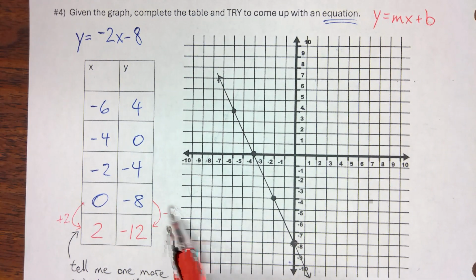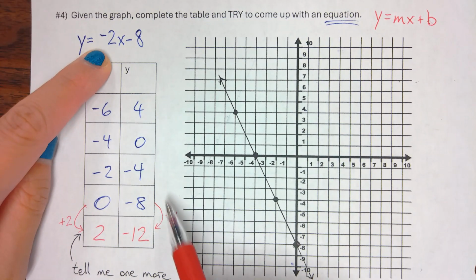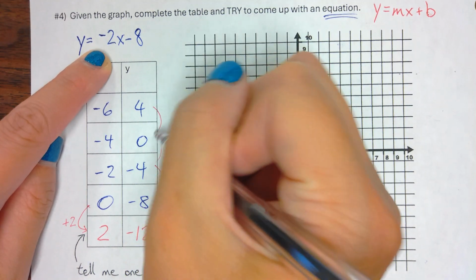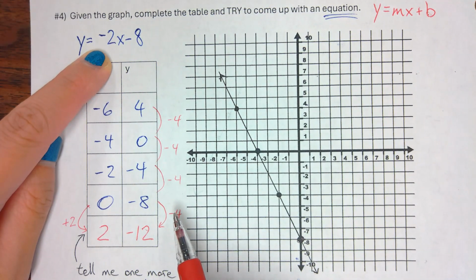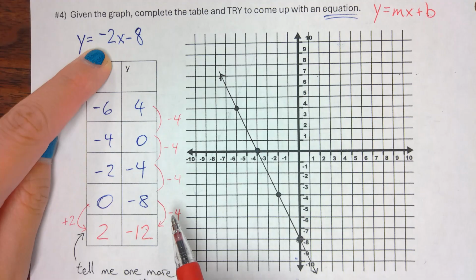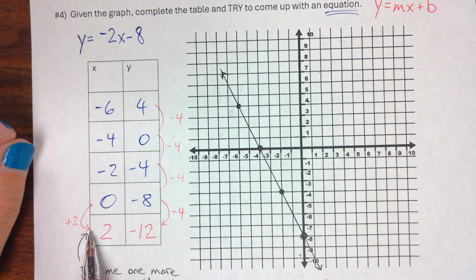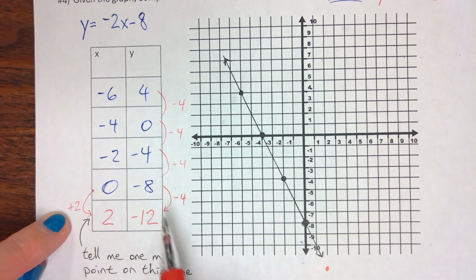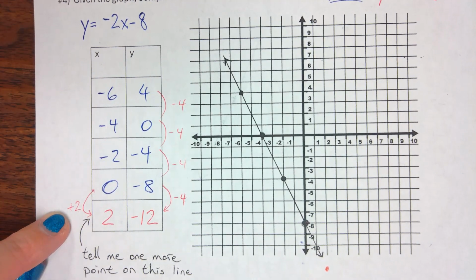Why is it -2 and not -4? Because right here, I thought my pattern was -4 for everything. Why is it -2 and not -4, based on my table? Melody? Right, that's right. So if you take a look at my x value, I'm skipping every 2. So what do I have to do? -4 divided by 2, and that will give me the -2.